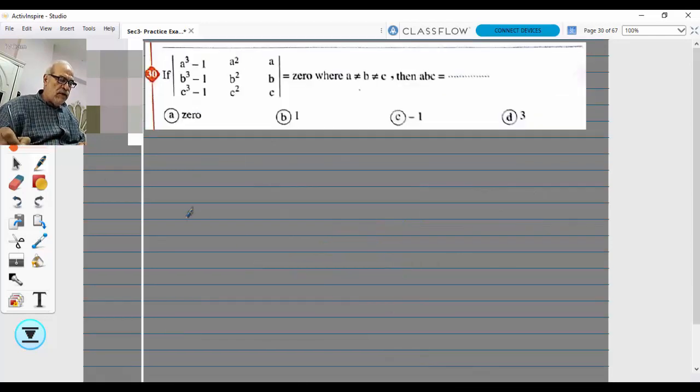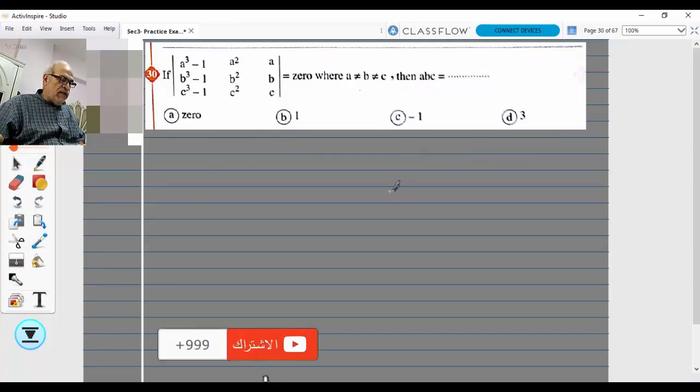Last question, question number 30. If the determinant of A power 3 minus 1, A square, A; B power 3 minus 1, B square, B; C power 3 minus 1, C square, C equals 0, where A not equal B not equal C, then A, B, C equals one of these: 0 or 1 or negative 1 or 3.